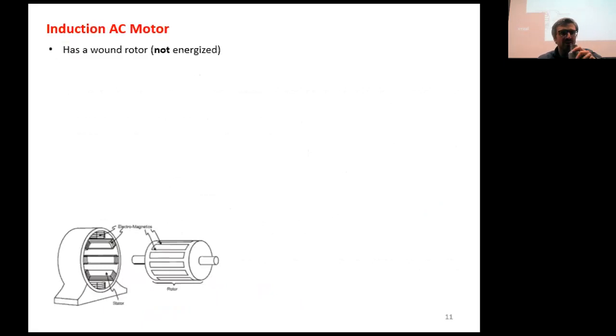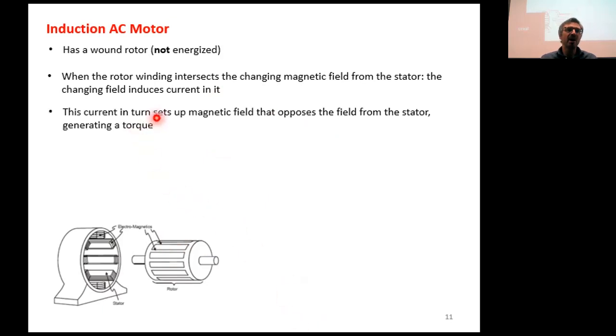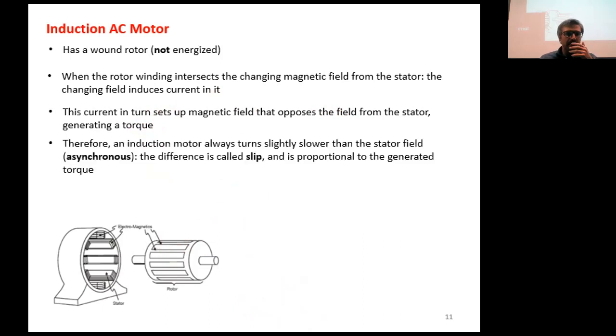While the induction motor, also a synchronous motor, we said has a rotor that is not energized. The energy in the rotor comes from the statoric magnetic field itself, which couples on the rotor coils and induces a current in them. This current in turn creates a magnetic field that is opposed to the statoric field, and the interaction of these two magnetic fields creates a torque. So the rotor will always be turning slowly, always lower than the statoric field.